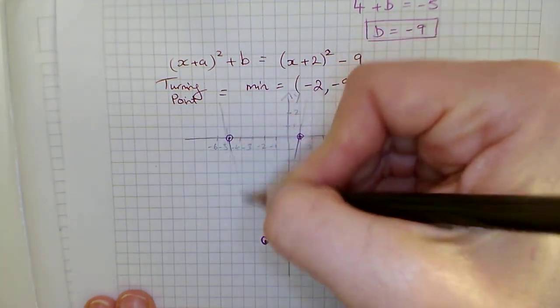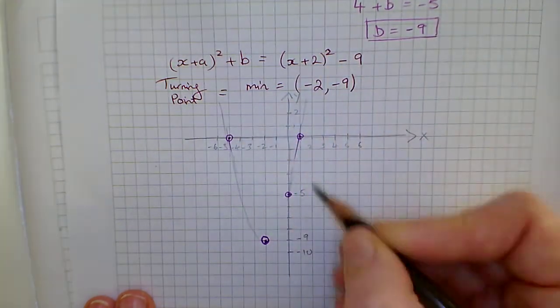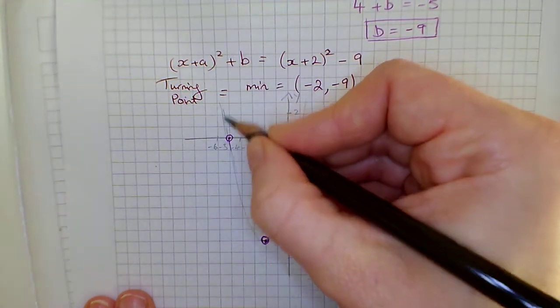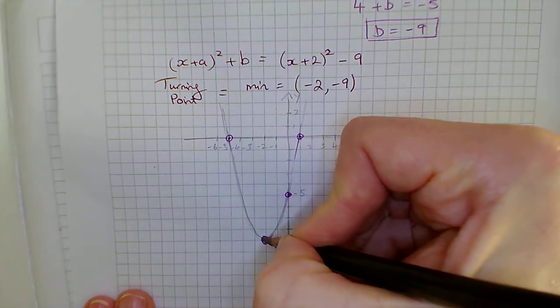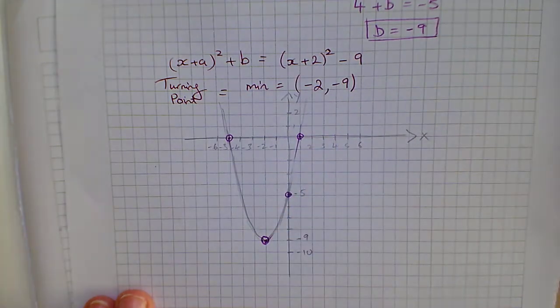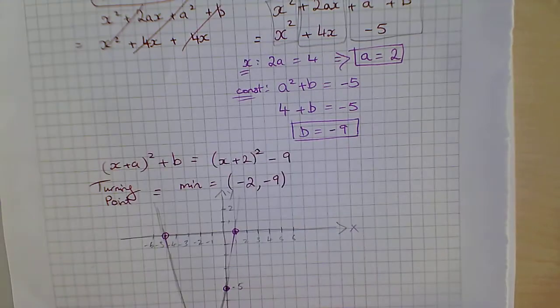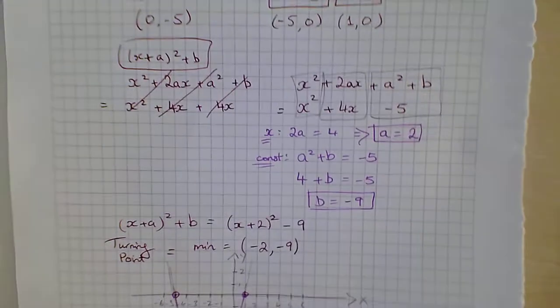So then a sketch of the graph, we know that it should be U-shaped. There's the turning point down there, and there's the graph of our function. Okay, question 6 was similar. So let's take a look at that.